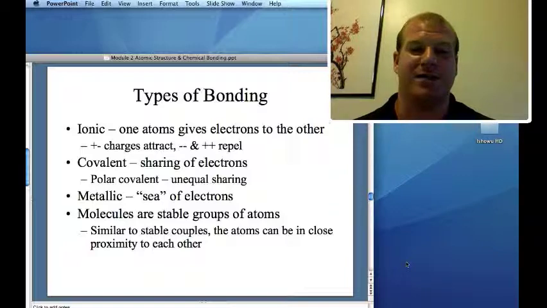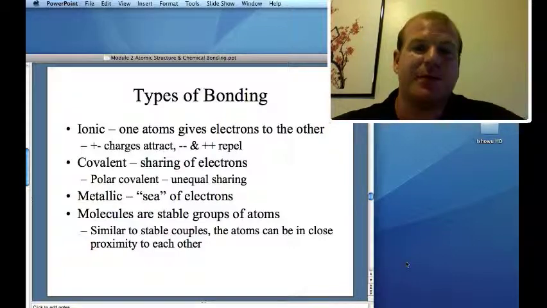Covalent bonding is the sharing of electrons, and we'll get to polar covalent when there's unequal sharing of electrons. And metallic bonding: a metal is a sea of electrons. It's kind of like a bunch of positive nuclei with electrons flowing between them.